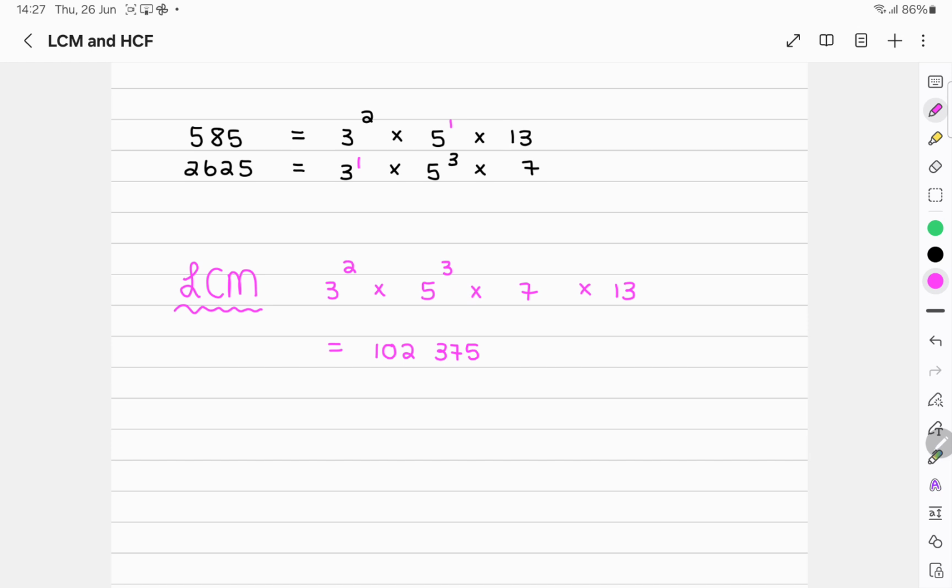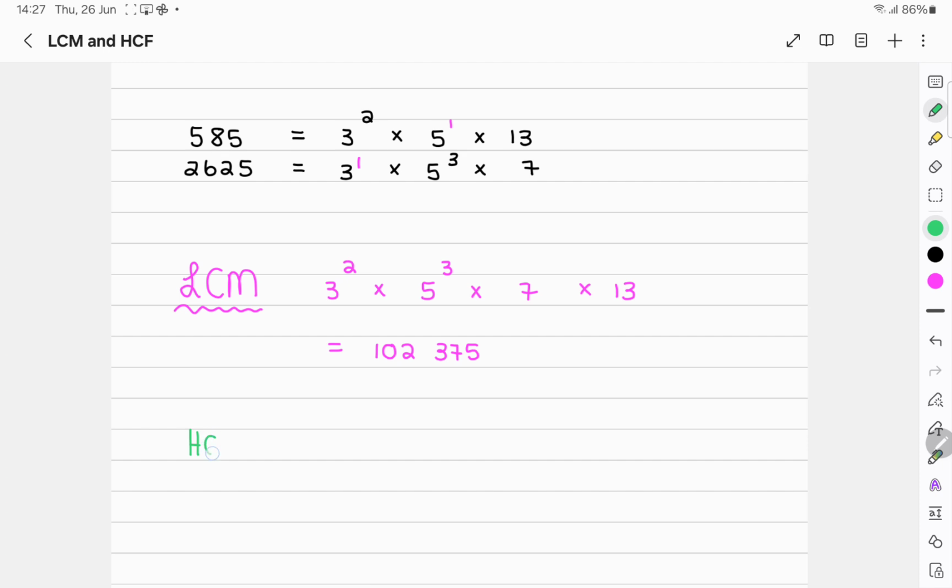So if you start adding 585 plus 585 plus 585 plus 585 and 2,625 plus 2,625 plus 2,625, at some point there's going to become a number that they both land on, and that is the 102,375. So that's why we use the ones with the biggest exponent, and we use all of the numbers, so that we are making sure that we're using all of the prime numbers that are represented in these 2 numbers.